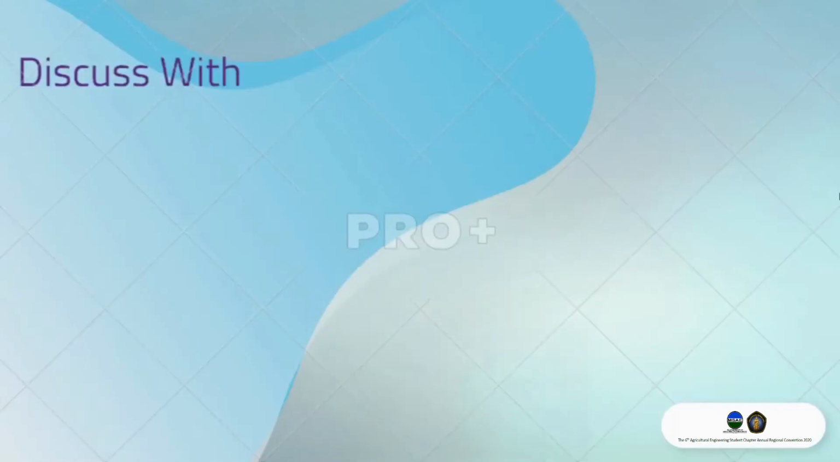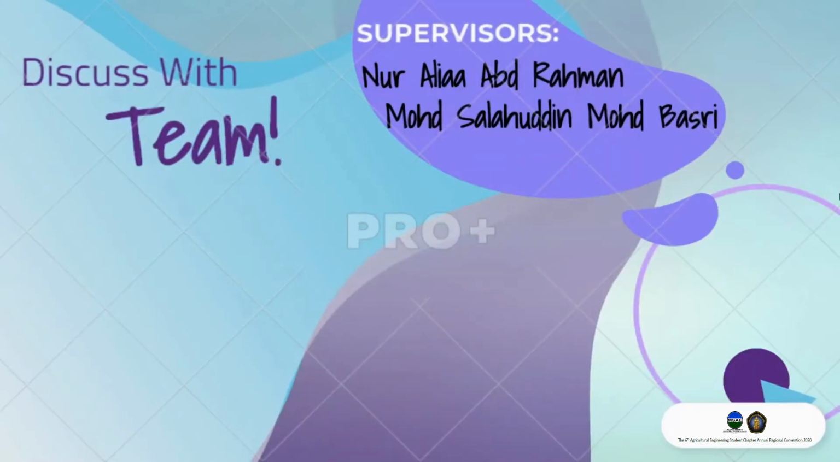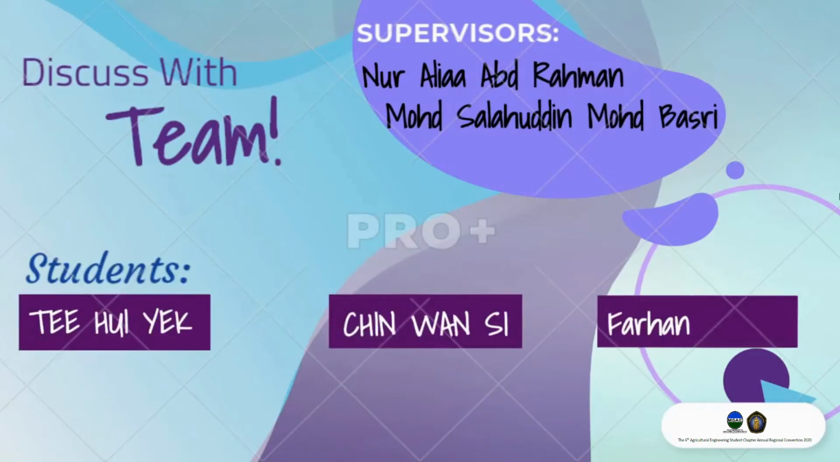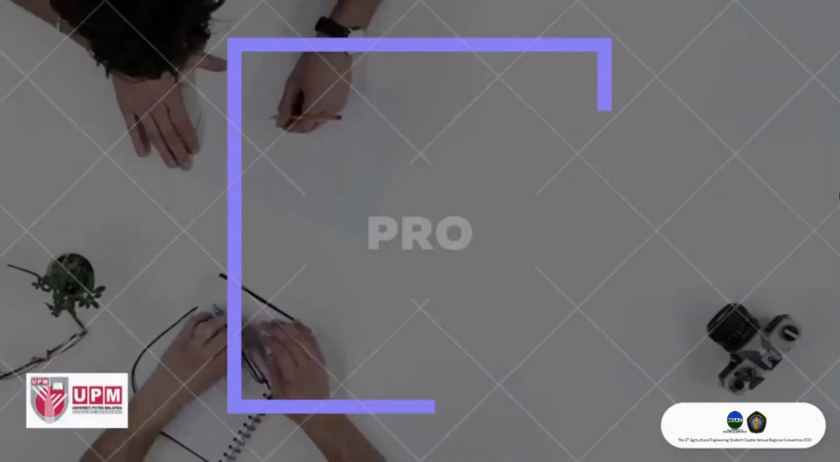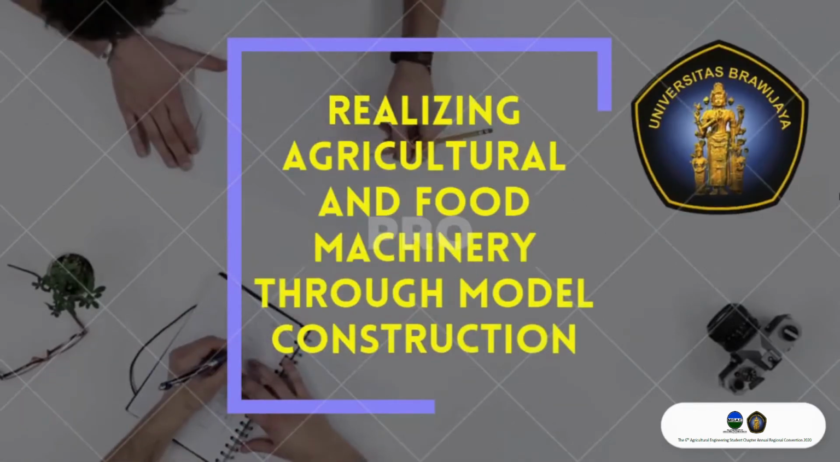We are from the University of Malaysia, and our team consists of 5 members: 2 supervisors, and 3 of us, who are students. Our supervisors are Dr. Nur Ali Abdul Rahman and Dr. Muhammad Salahuddin Masri, and we are Yek Chinwaisi and Farhana Nazmi. So nice to meet you. Our project is called Realizing Agricultural and Food Machinery through Model Construction.